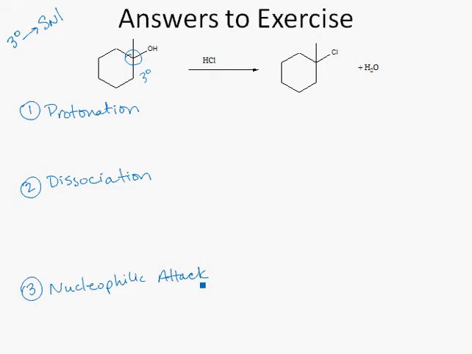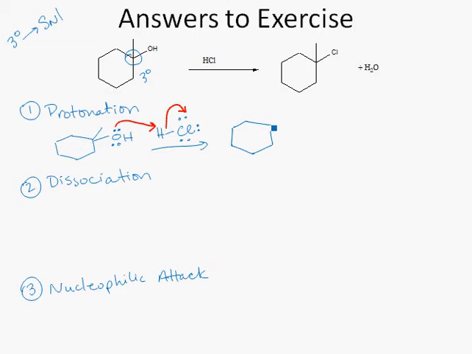So I'm going to redraw the alcohol, put my oxygen lone pairs in because that's where everything starts. So I start with the oxygen lone pair. We're going to form that OH bond, break the HCl bond. The electrons end up on the chlorine.